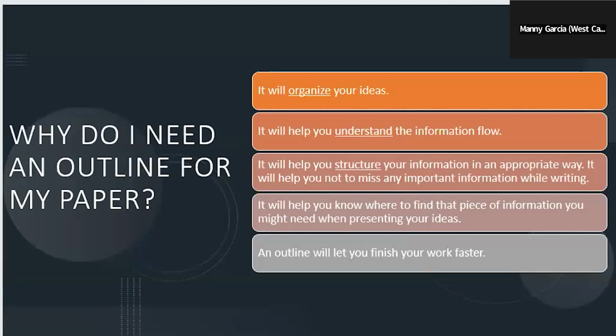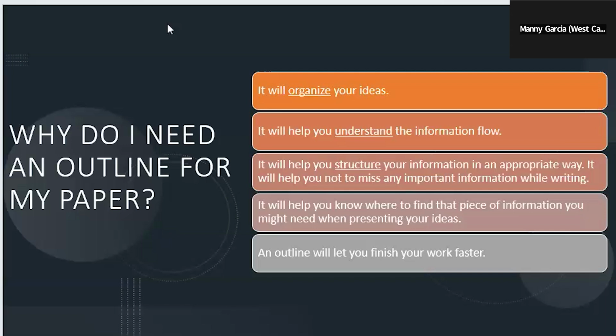So why do I need an outline for my paper? Oftentimes, a lot of students will ask, why do I got to organize the paper? Why do I have to go through this pre-stepped process? Why can't I just sit down on my computer, open Microsoft Word, and start writing whatever it is that's on my mind? Well, outlining helps you to organize your ideas.